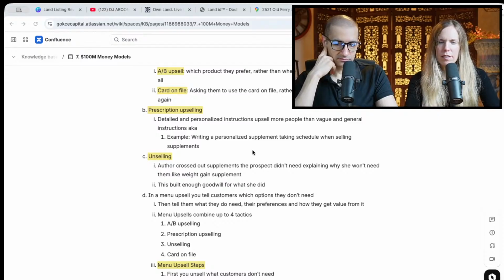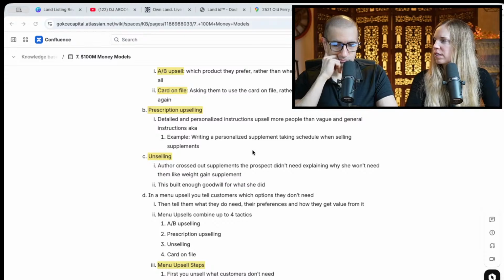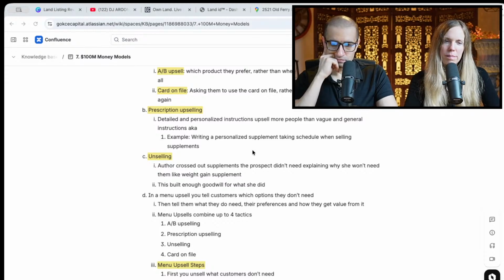And didn't he mention in the book, these are more advanced. So you try to master the basic upsell concept, figure out how to sell it, and then you can layer in these other elements.